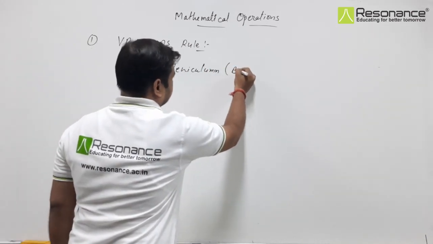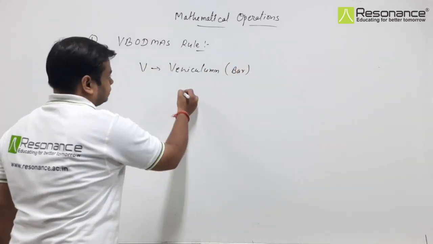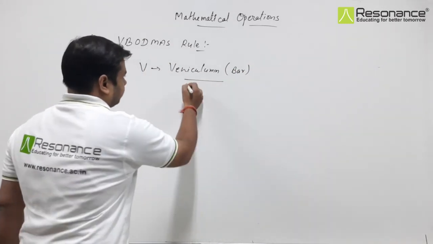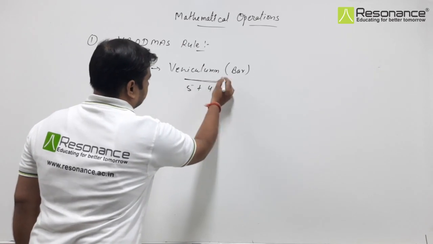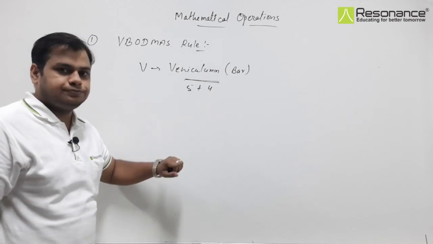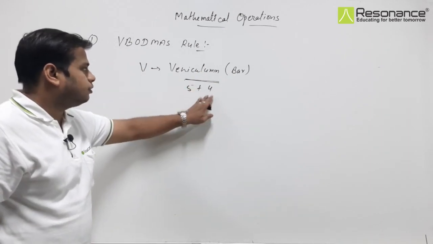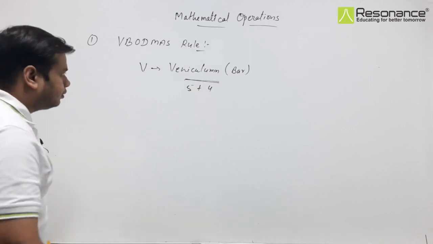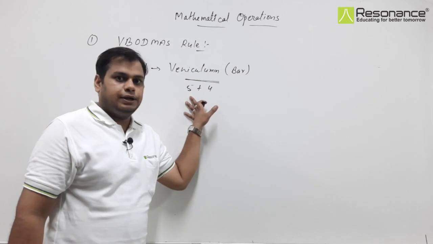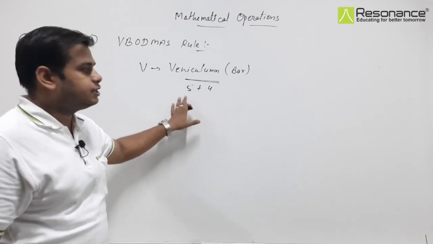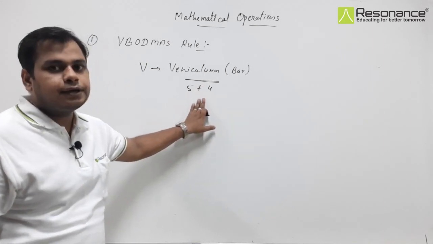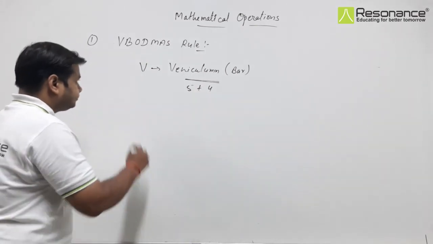Vinculum means bar. Bar means a line which is drawn over some numbers and signs, like 5 plus 4, and the line is drawn over this mathematical operation. So this is vinculum, where a line is drawn over some numbers and signs. That means if there is a line drawn on any kind of number and signs, then we have to solve that operation very firstly in the given mathematical equation.